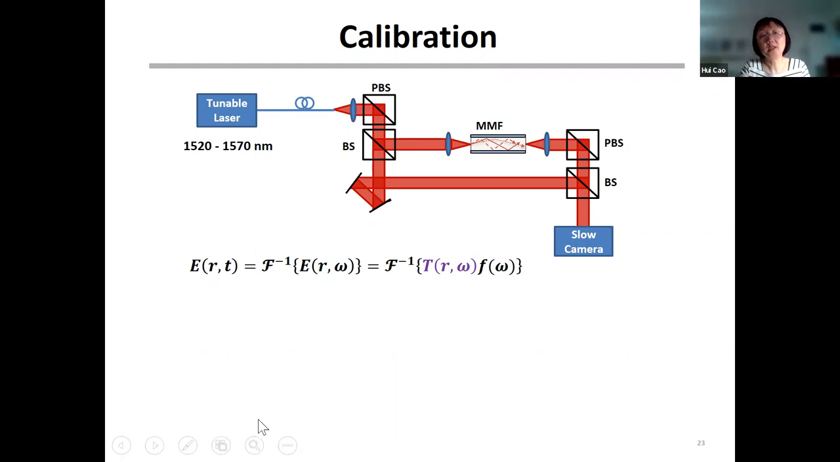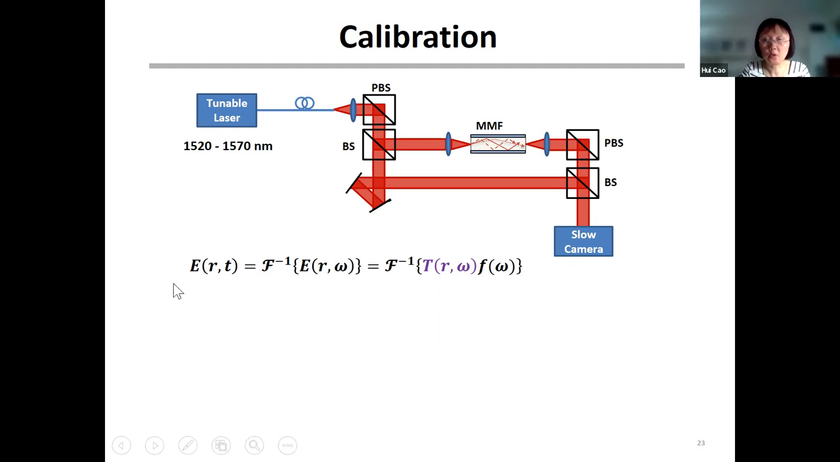But then the question is, if you have a different reference pulse, you have to measure this again. We don't want to do that, we just want to calibrate this multimode fiber. So that's why we do this in the frequency domain. If I can measure the field transmission matrix T of omega at different frequencies, then what I know for the fiber does not depend on my reference pulse. If I know my reference pulse spectrum, both amplitude and phase, I just multiply them together. That gives us the output transmitted field at different frequencies.